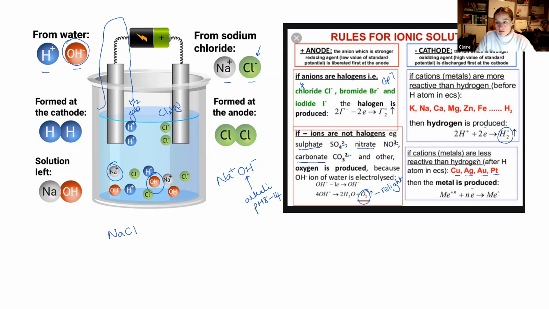So for the cathode, let me recap. You need to know your reactivity series. You need to know where hydrogen is. If the metal in the solution is above hydrogen, hydrogen will bubble off because the metal is more reactive. If it is below hydrogen, the metal will be collected. It won't bubble off, it won't be a gas. It will be a solid, so it will either drop to the bottom or collect around the electrode.